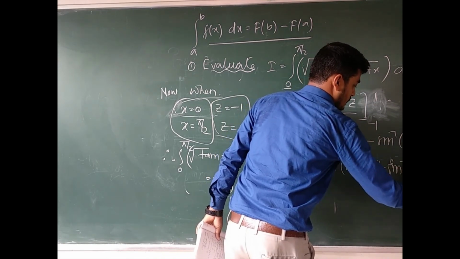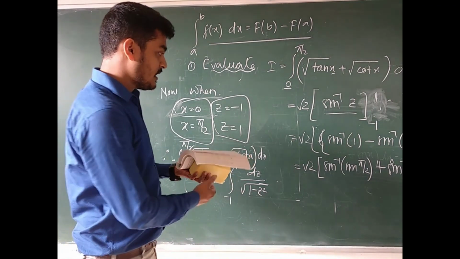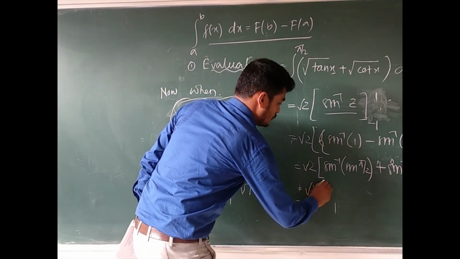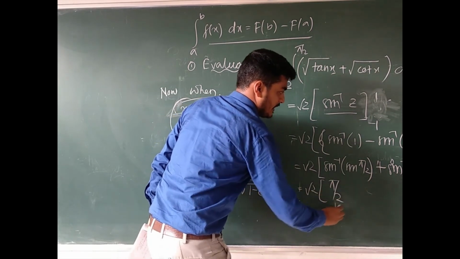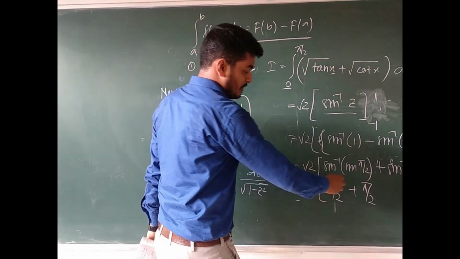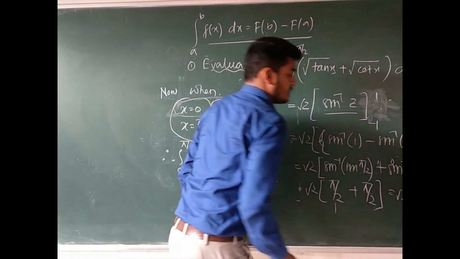sin inverse 1, correct, so 2 sin inverse 1. Root 2, it will be pi by 2, again it will be pi by 2, because sin 90 will be 1, so pi by 2 plus pi by 2 will be pi. So the answer is root 2 pi. This is the answer.